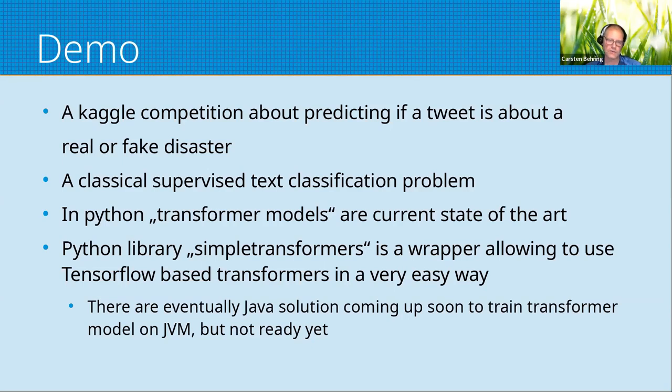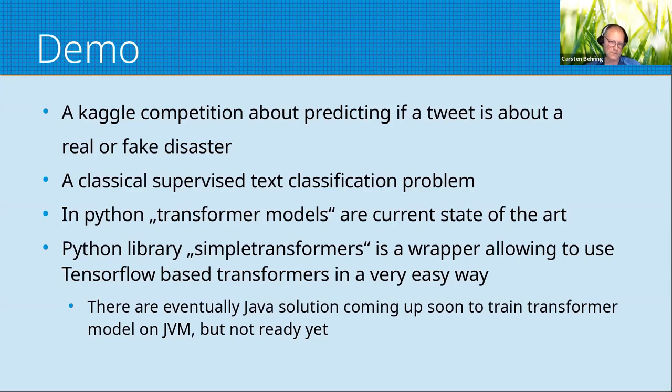It is a classical supervised text classification problem, binary text classification. If you download the training data, it is basically the text and the class assigned to it, real or fake. Then you train a model for that in a supervised way, and the model should then predict real or fake on unseen text.